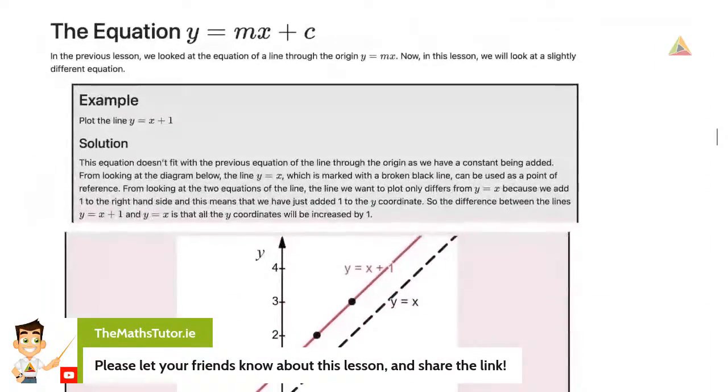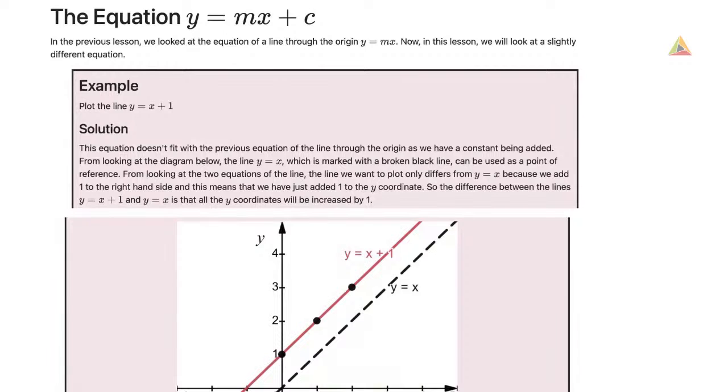Okay, I'm going to keep going. Now, this is where I wanted to go to. So the equation is y is equal to mx plus c. So in the previous lesson, we looked at the equation of the line through the origin, y is equal to mx. Now we're going to look at a slightly different equation.